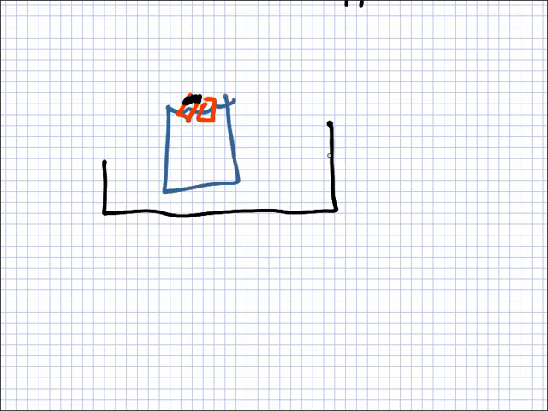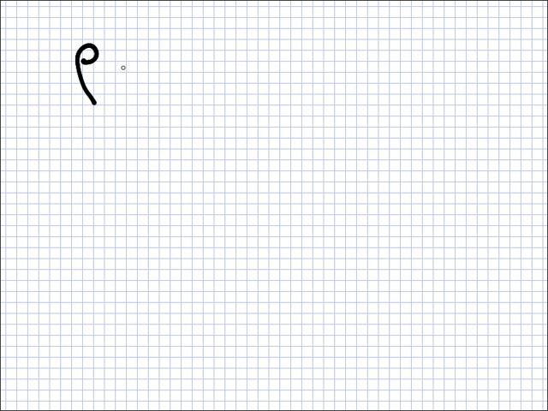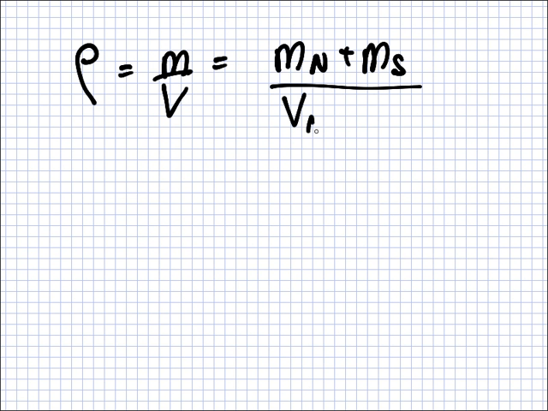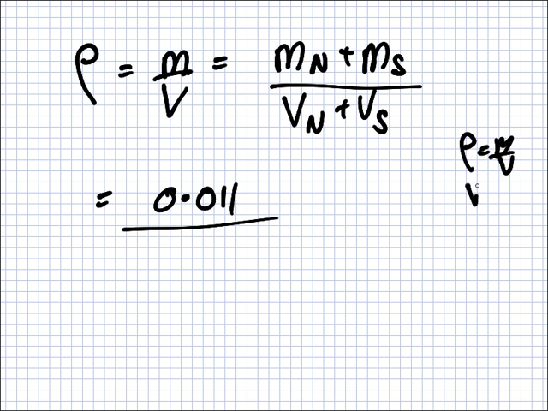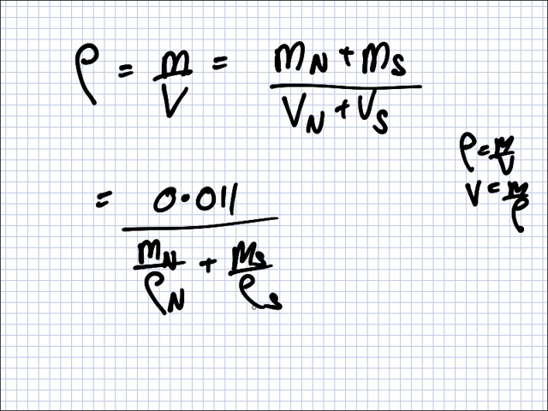Okay. So, density is mass over volume. So it's the mass of the nickel plus the mass of the silver, over the volume of the nickel plus the volume of the silver. What did we say? That's 11 grams, isn't it? But you have density is mass over volume, so volume is mass over density. So you can change this into mass of the nickel over density of the nickel plus mass of the silver over density of silver.